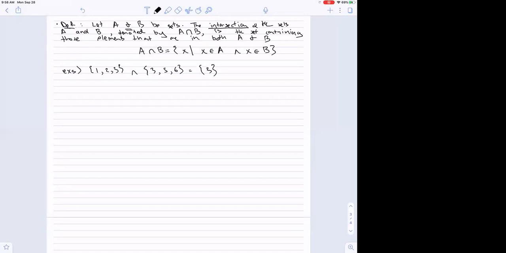And then let's say that we do {1, 2, 3} intersected with {2, 3, 1}. So what would this set be?